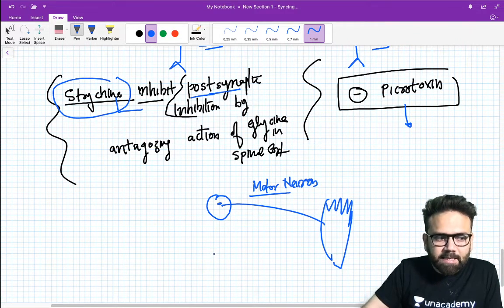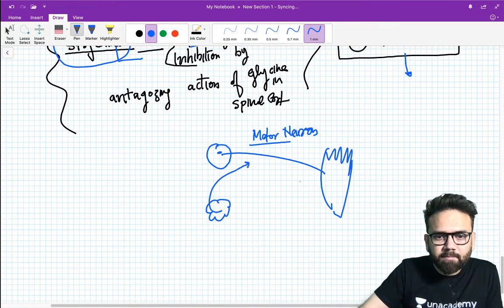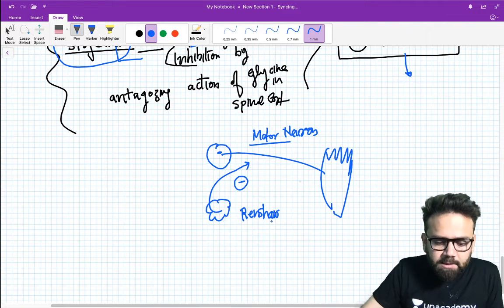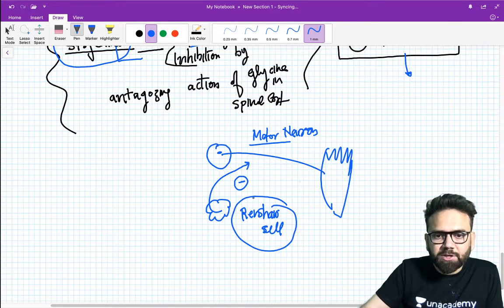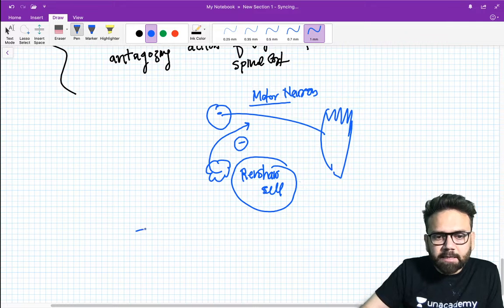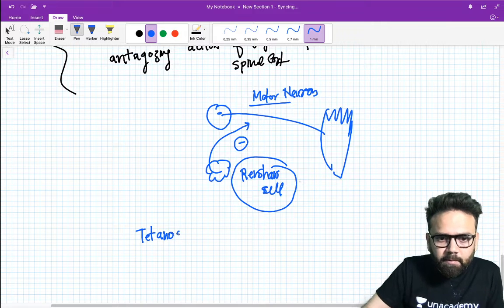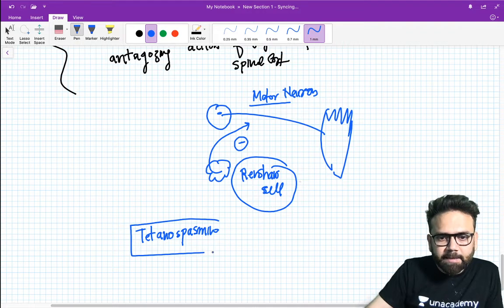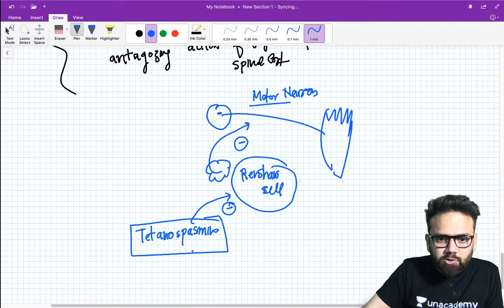And Renshaw cell. What about the Renshaw cell? Renshaw cell inhibits the motor neuron. Yesterday we discussed that the Renshaw cell is in the spinal cord. Renshaw cell is causing inhibition of the motor neuron, and when there is tetanospasmin, it inhibits the Renshaw cell.